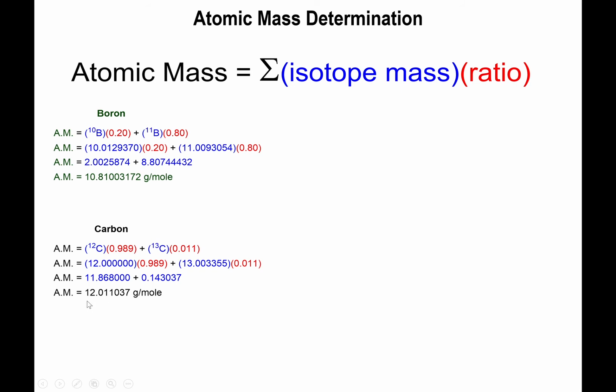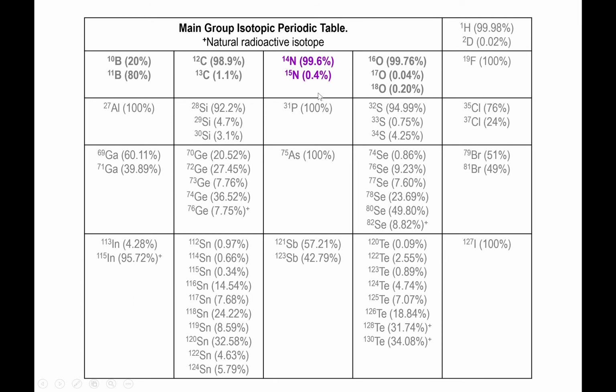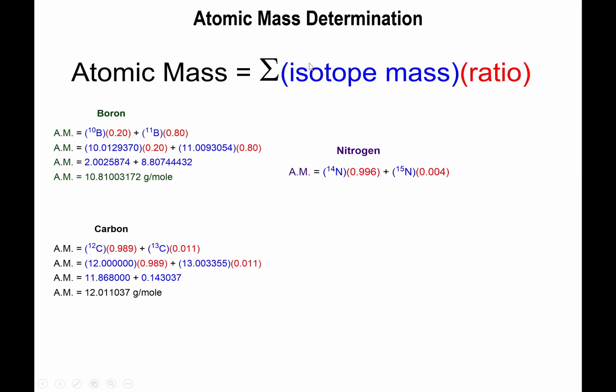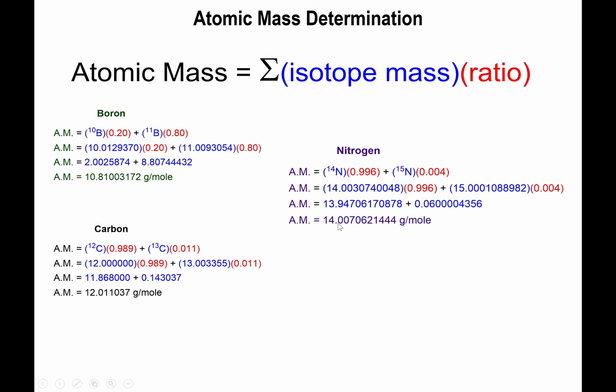For nitrogen, we have two isotopes, nitrogen 14 and 15, and based on the percentages, you should expect the atomic mass of nitrogen to be close to 14 at the end. And that's exactly what happens. You plug in the isotopic masses of nitrogen 14 and nitrogen 15, multiplied by the ratios, added together, and you end up with these values.